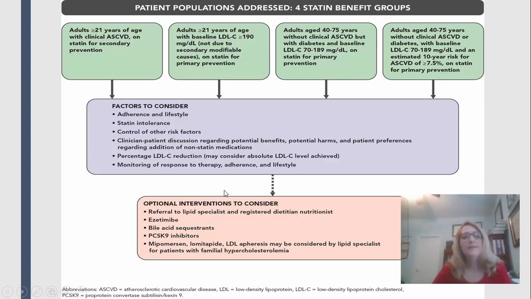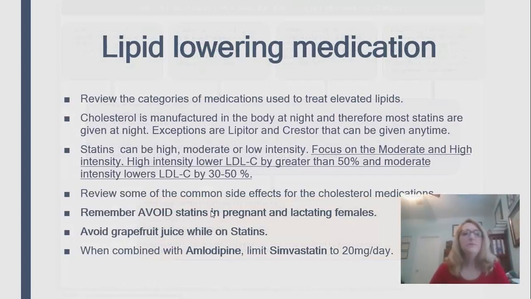These are other medicines, if and when you need to add on, or if somebody doesn't tolerate something, or if they need more care, you may have to refer them to a lipid specialist or a dietitian. Just lots of things. Once you start getting into PCSK9 inhibitors, that's more for specialty practice. So once you're down in this level, this is specialty practice, cardiologists, lipidologists, those people. Lipid-lowering medication.